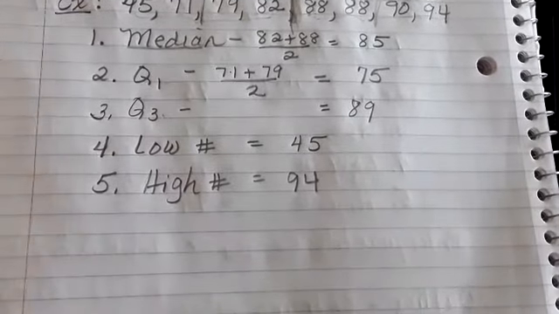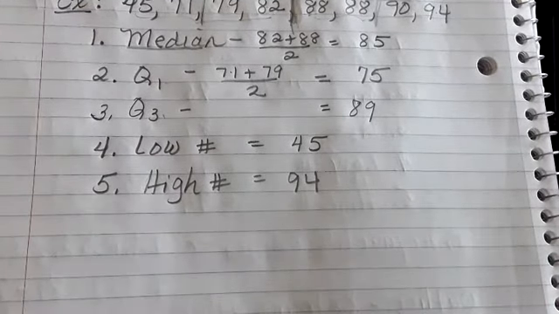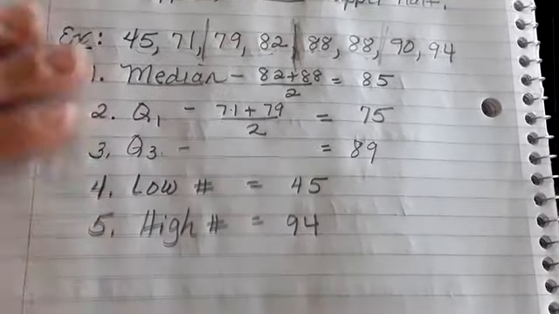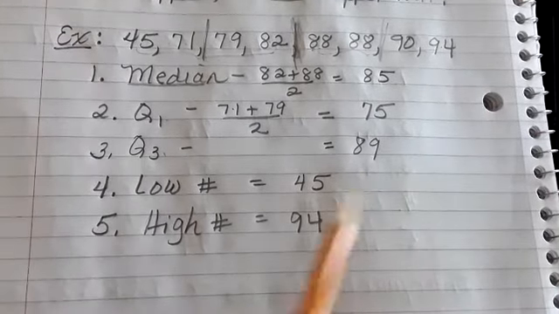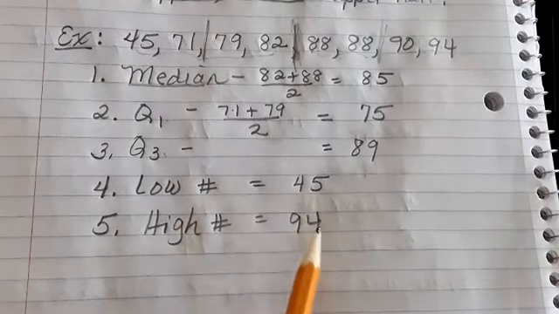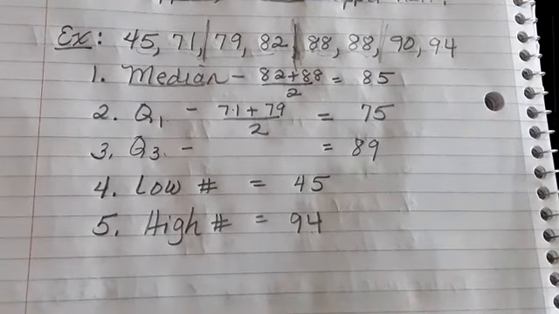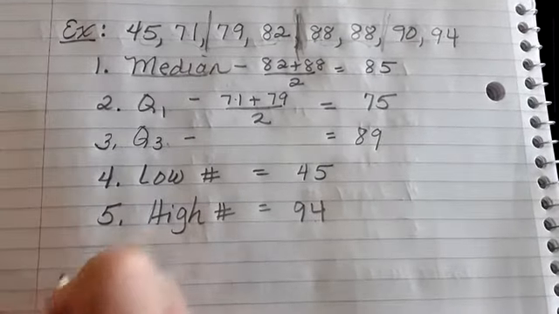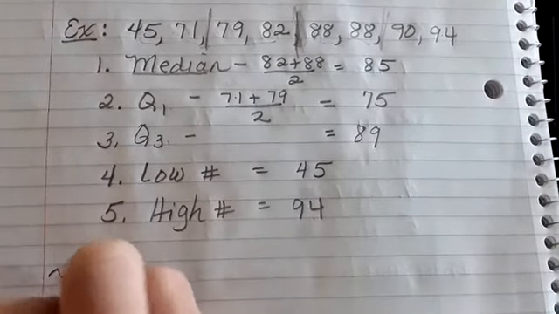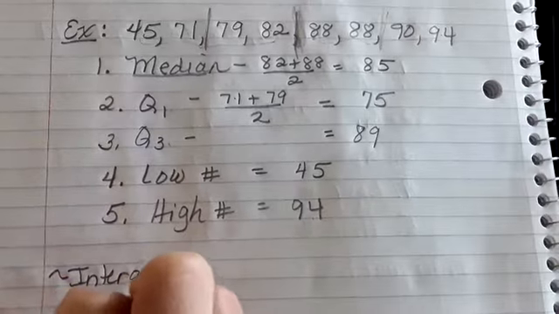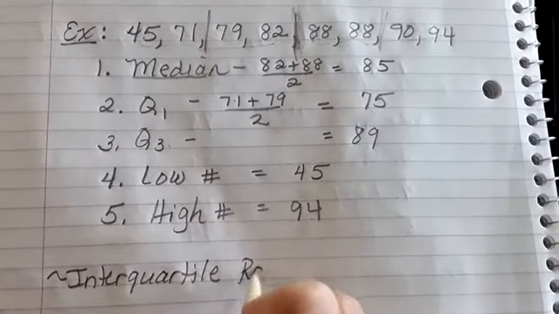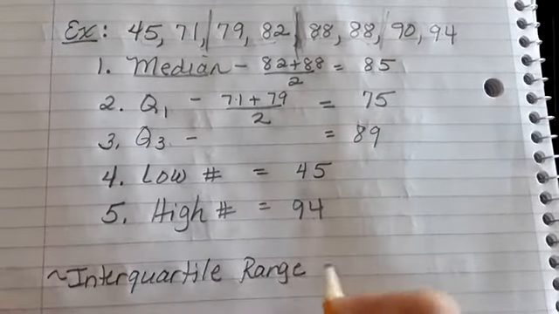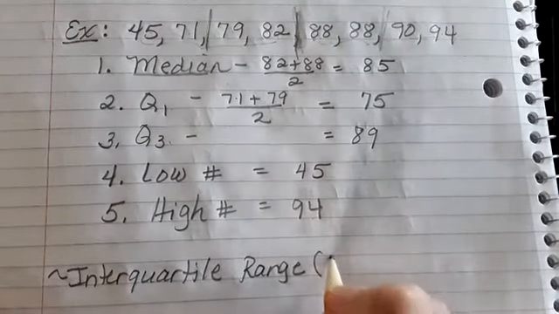So to wrap this lesson up, I want to go over a couple more terms. Using this data, you need to know what an interquartile range is. Your regular range would be your high number minus your low, so 94 minus 45. That tells you how widely your data varies. But there is also something called interquartile range, or IQR.